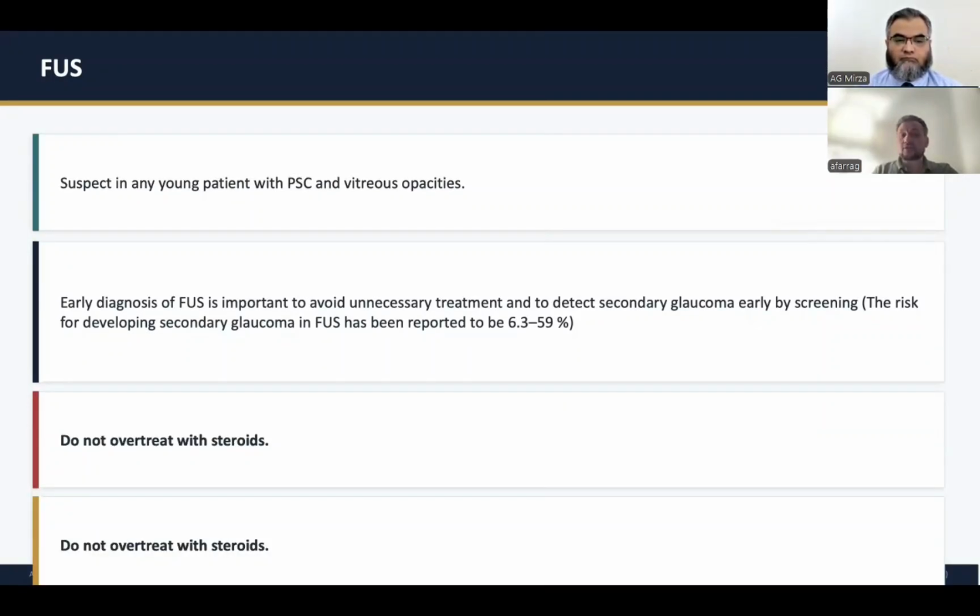Suspect it, don't overtreat with a steroid, don't overtreat with a steroid again. I put it twice because this is the main message in Fuchs heterochromia. There will be few cells, it will not go. It will stay forever. Forget about it. Don't treat it.